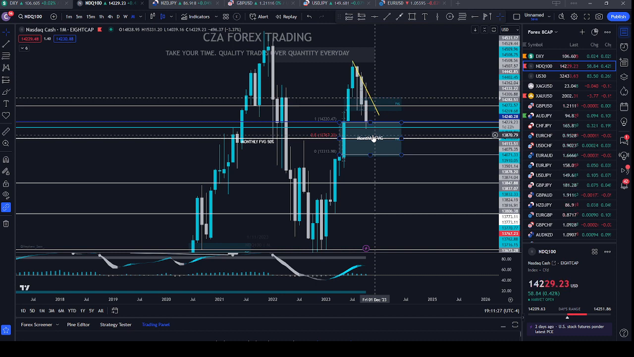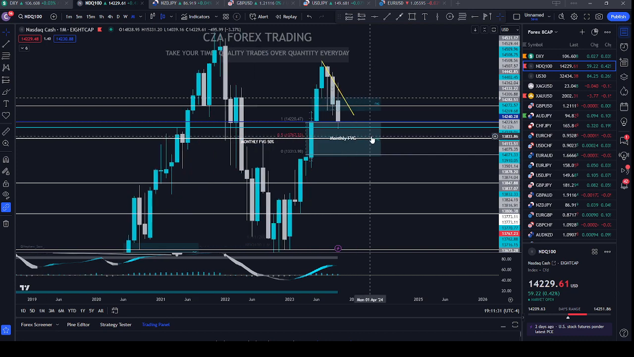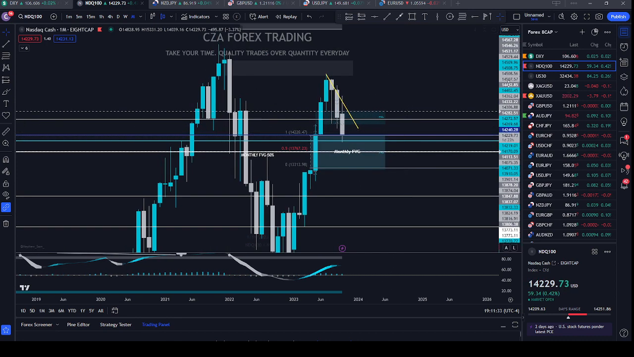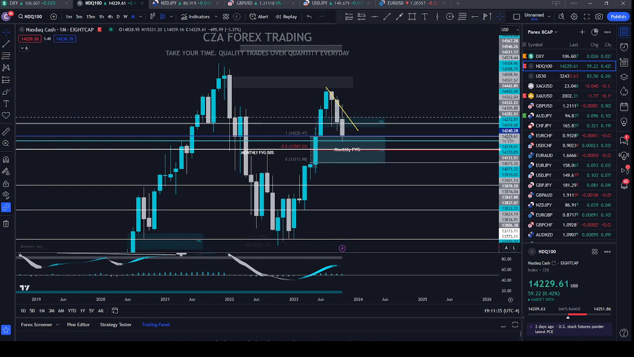Entry time frames, I like to stick to 5 minute, 15 minute. I like 15 minute, there's less noise, but sometimes you get some really nice entries on the 5 minute, as long as you're getting reversals.